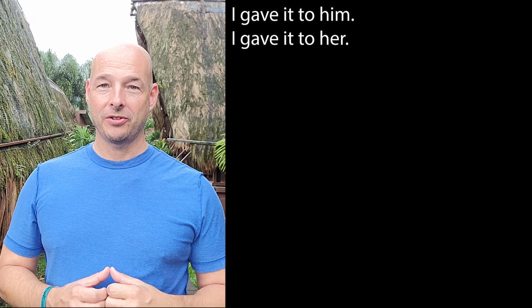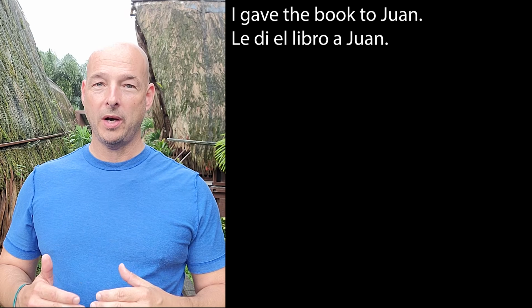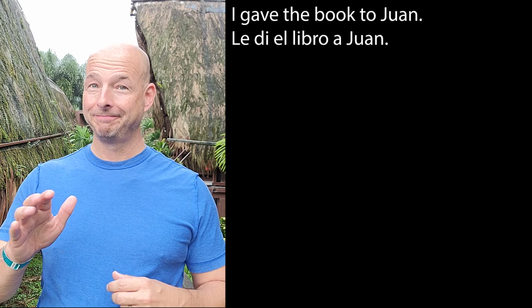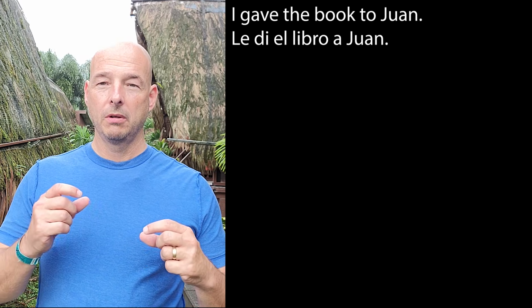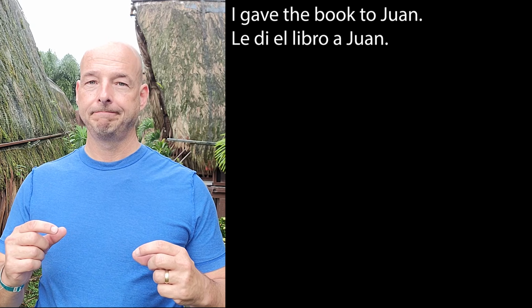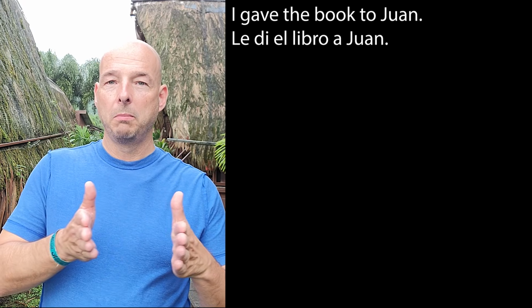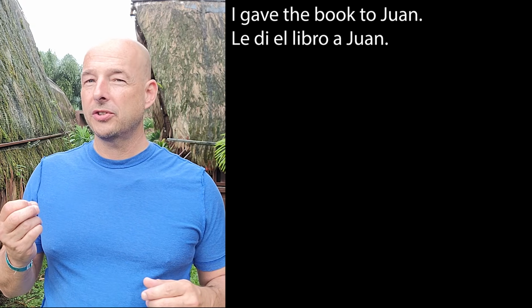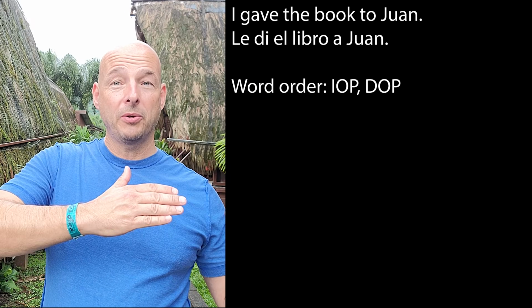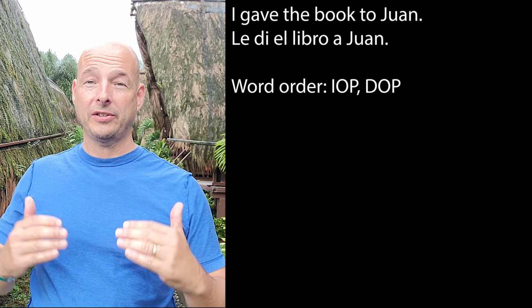Let's start with this sentence. I gave the book to Juan. Le di el libro a Juan. That one's familiar, right? Now we want to substitute the book with a direct object pronoun, so it's going to be lo, right? We know that these are going to go before dar, but you got to ask yourself, is there some order here? Yes. The indirect object pronoun is going to go first, and then the direct object pronoun.